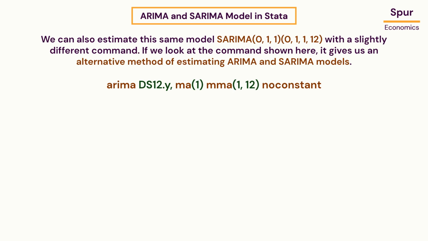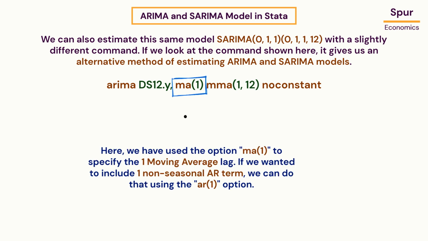We can also estimate this same model with a slightly different command. If we look at the command shown here, it gives us an alternative method of estimating ARIMA and SARIMA models. Here, we have used the option MA1 to specify the one moving average lag. If we wanted to include a non-seasonal AR term, we can do that using the AR1 option.